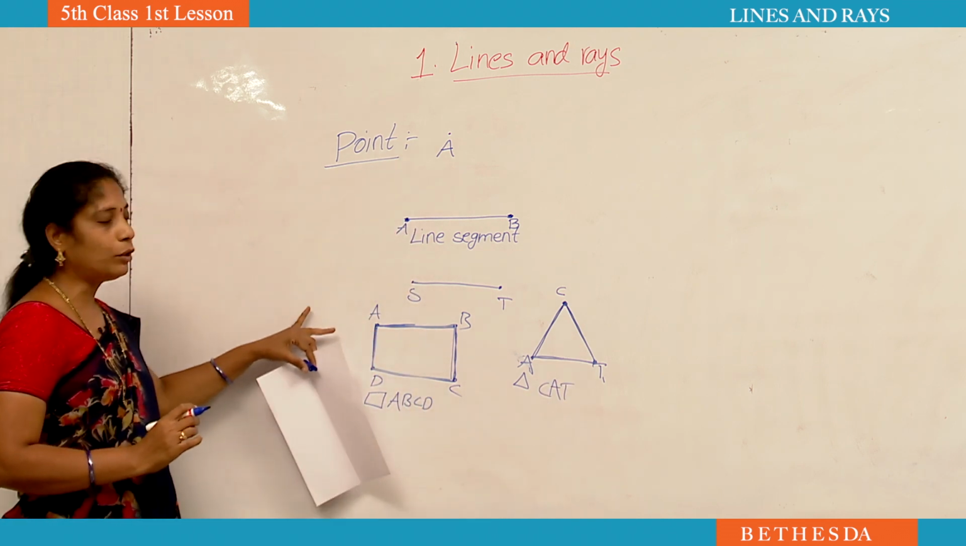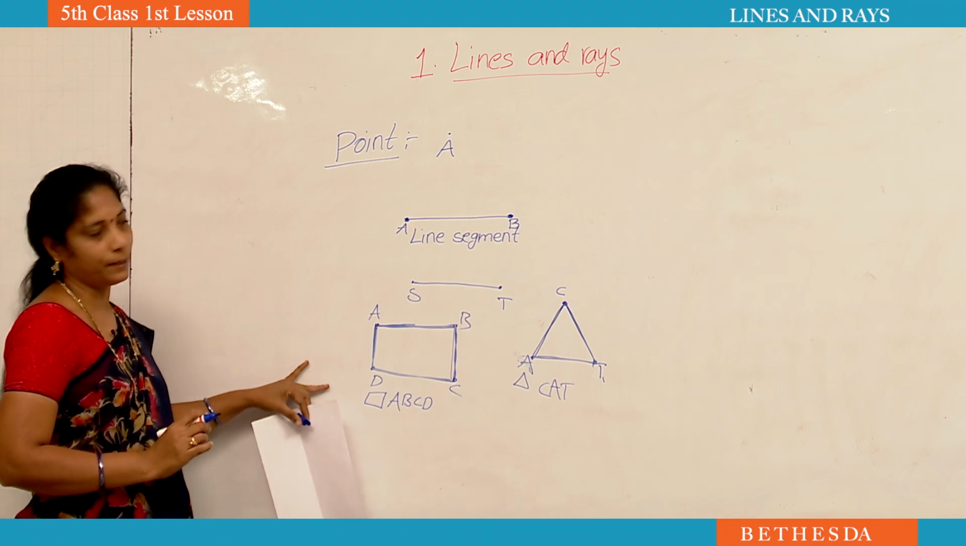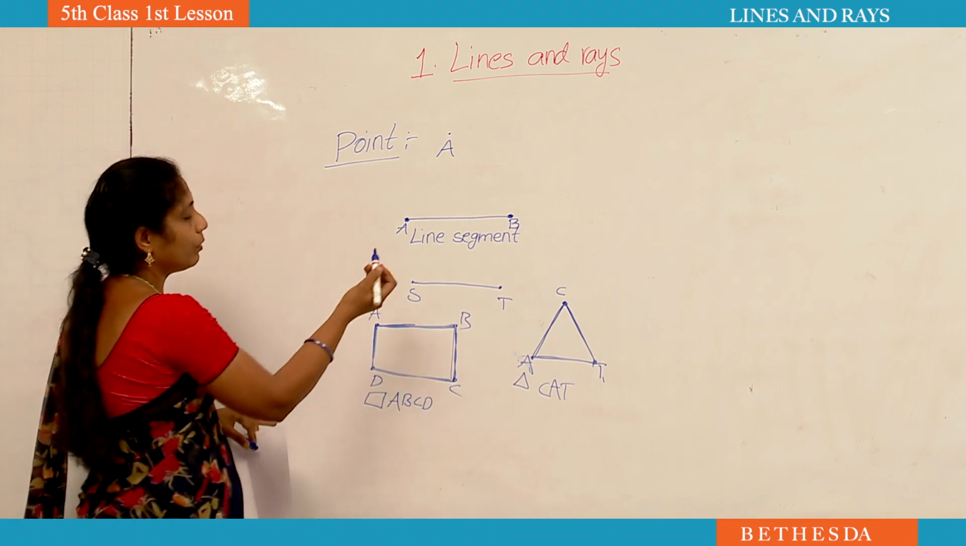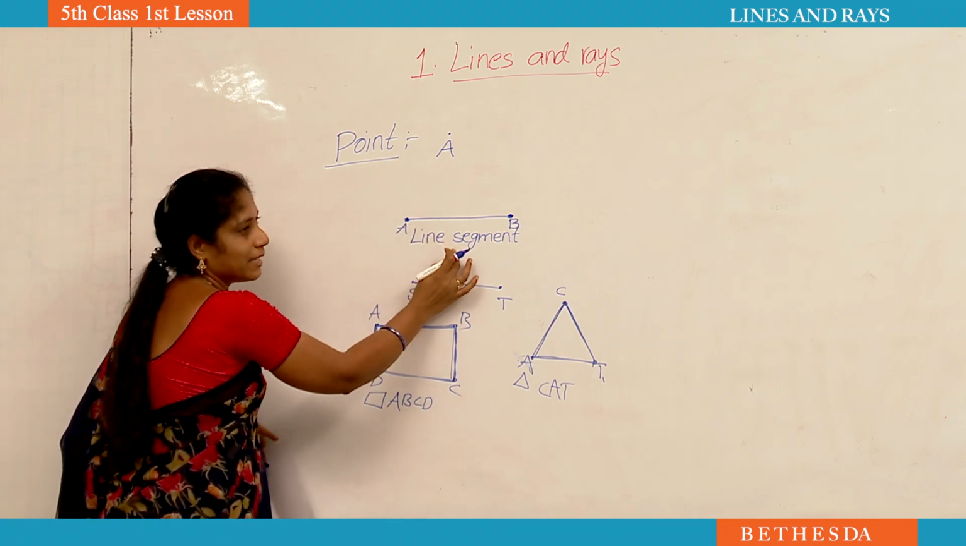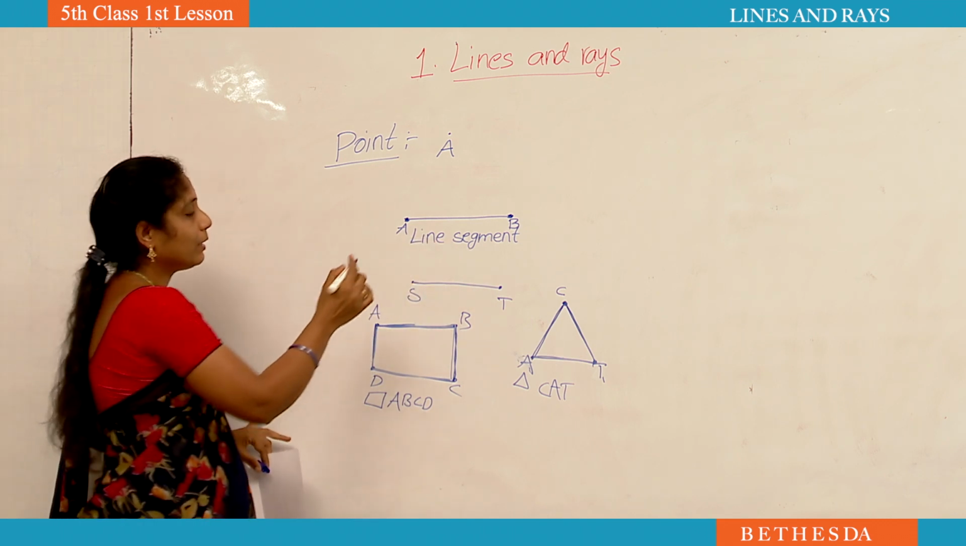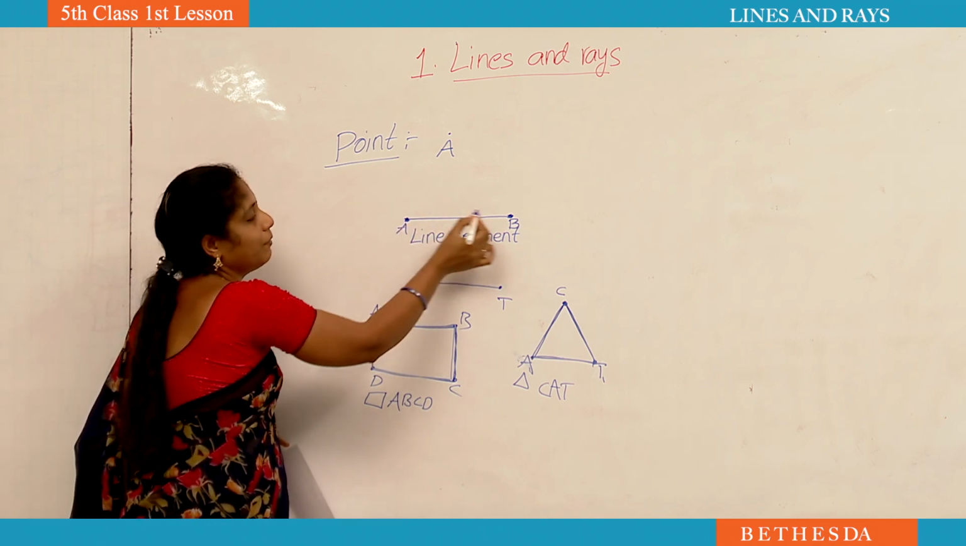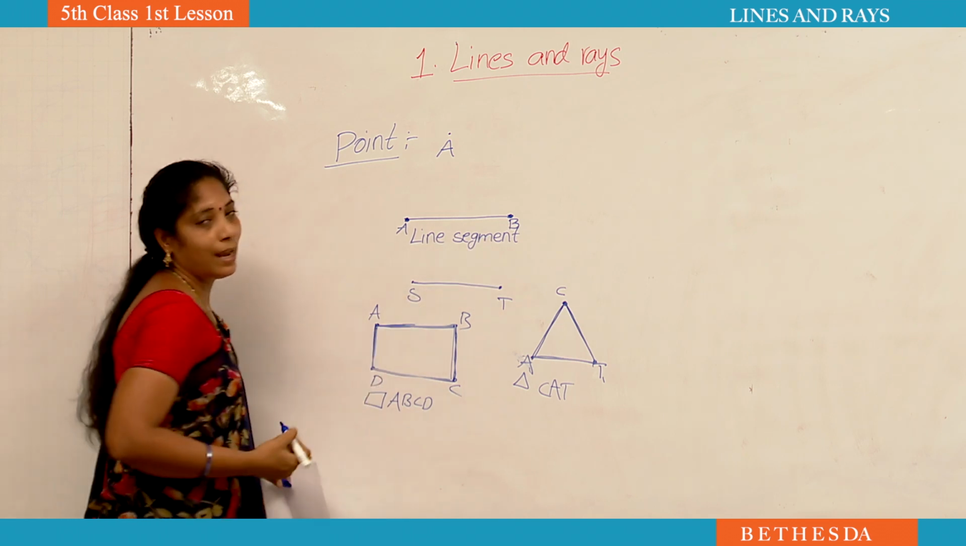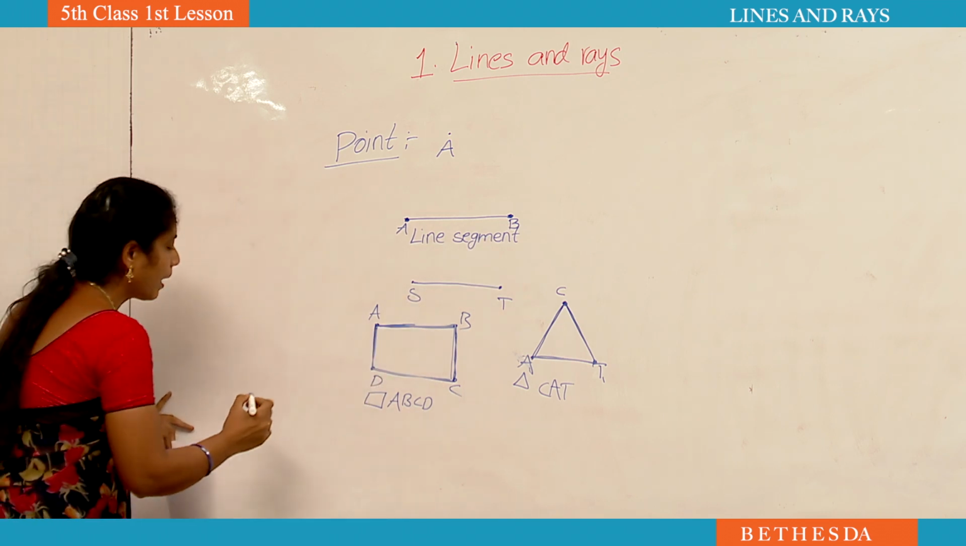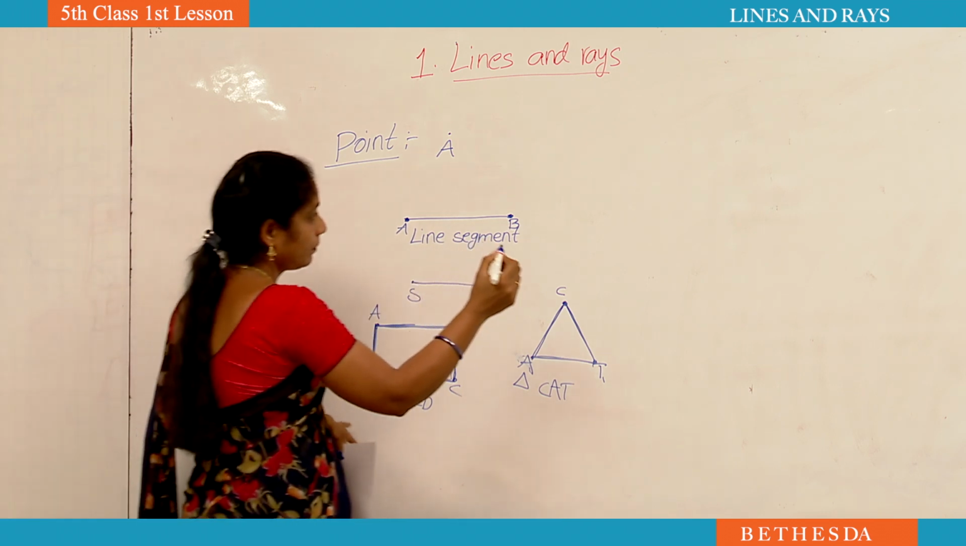Like that we have to give the names for shapes. Okay, line segment. Now come back once. What is meant by line segment? A straight line with 2 endpoints is called a line segment.